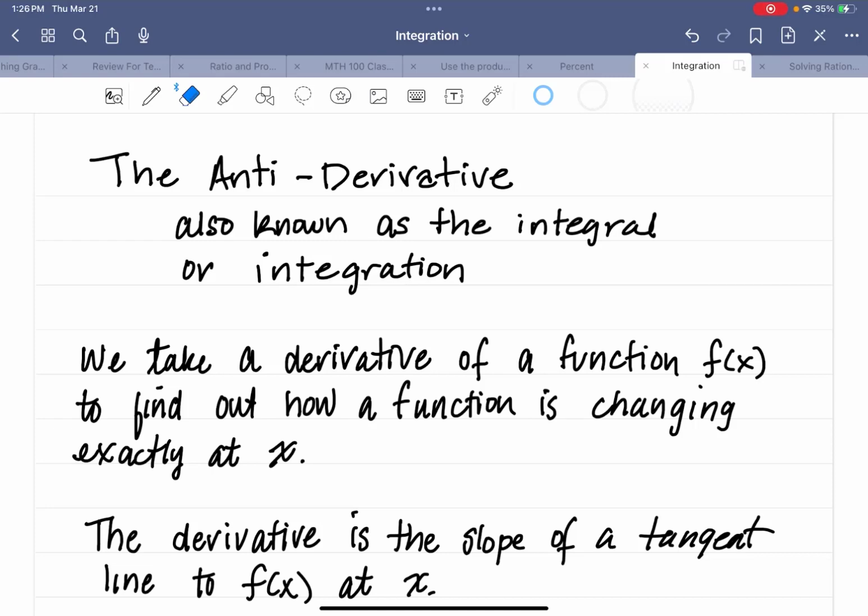So in this section, we're going to talk about the antiderivative. This is also known as the integral or the process of integration. When we take a derivative of a function f of x, that's so we can find out how a function is changing exactly at the value of x. That's that instantaneous rate of change that we've spoken about.